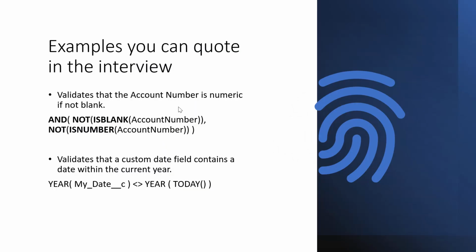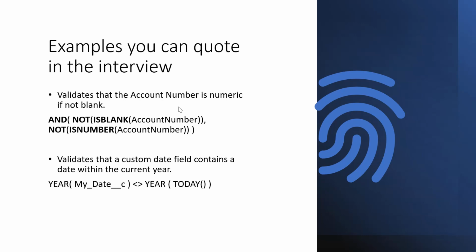You always have to put some examples whenever you are facing interviews. So get some examples when you are explaining validation rules, and you are making a claim that you have good expertise on validation rules. So at least you should have 3-4 examples. So here I'm quoting just 2 examples, and you can find more on Trailhead, or also you can Google it.